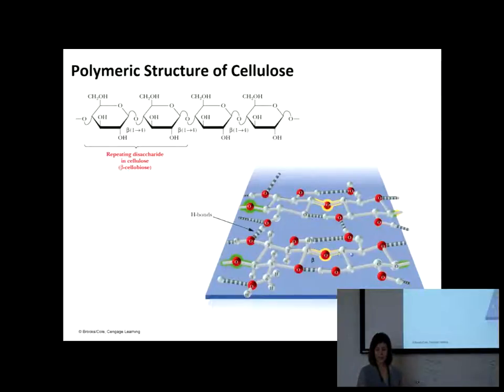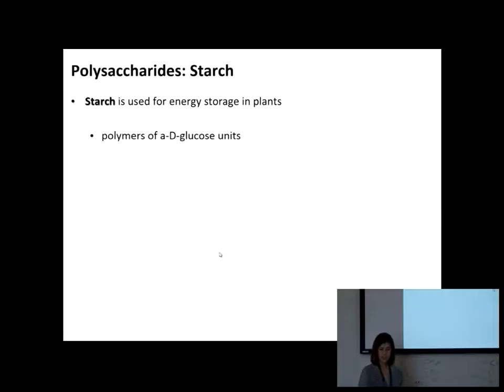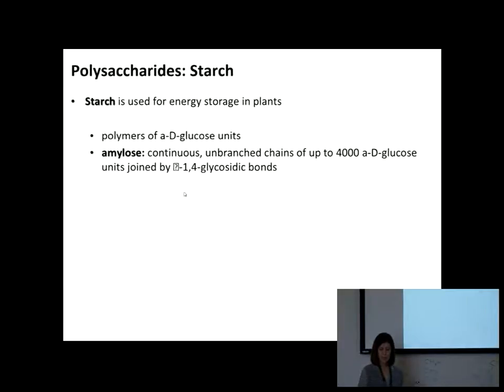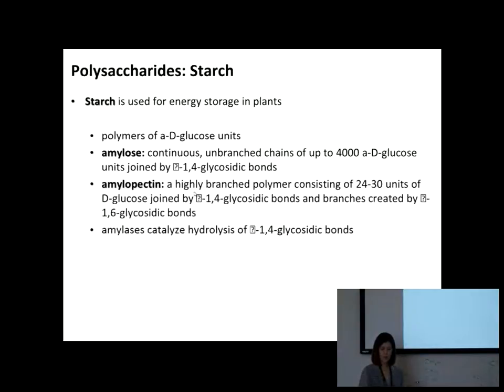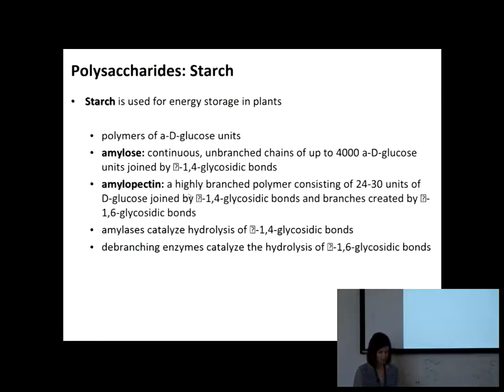But again, we can't break the bonds that will hydrolyze it down to glucose. Starch is, again, this is supposed to be alpha right here. There's a few different forms of starch. A straight chain is just unbranched alpha D-glucose joined only by the alpha 1,4 glycosidic bonds. This is supposed to be alpha.